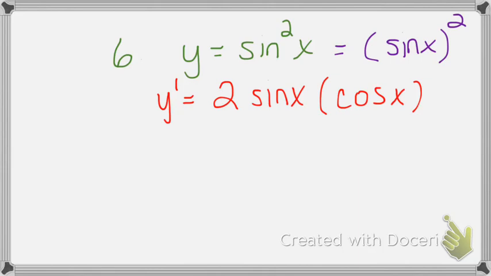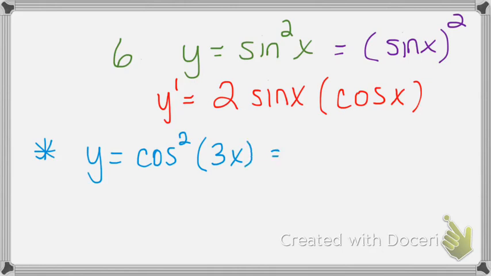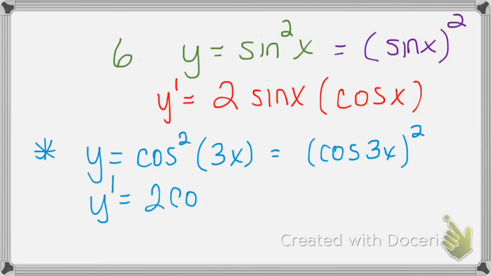I'm going to throw in one more example here. Let's say it was y equals cosine squared of 3x. If I were going to do that problem, I would rewrite it as cosine of 3x all squared. So if I do the derivative, I bring down the 2 with the power rule, leave the cosine 3x there, subtract 1 so it's to the first, but then I multiply by the derivative of the inside.